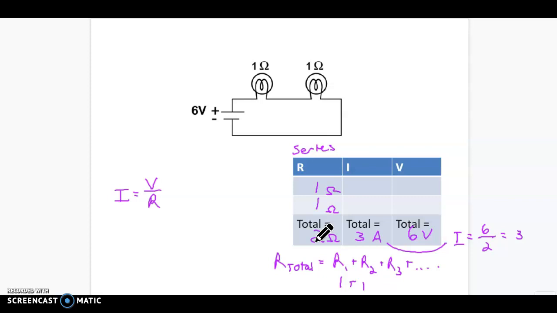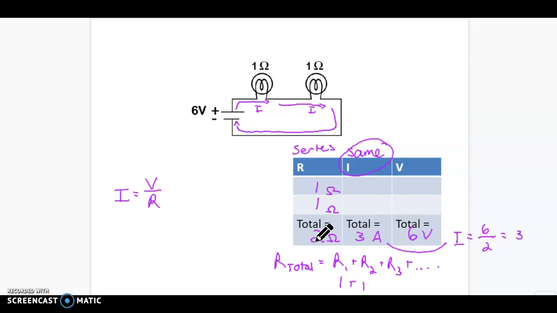So here's what we got. Now, when we actually have this, there's a trick. This is a series circuit, and there's something that stays the same in a series circuit, and that's the current. The current that flows through this light bulb is the same as the current that flows through this light bulb and comes back to the battery. So in a series circuit, it's current that stays the same.